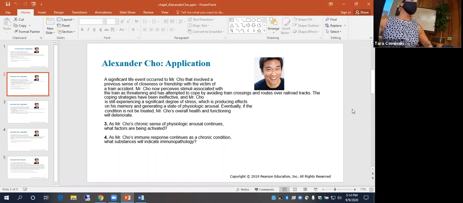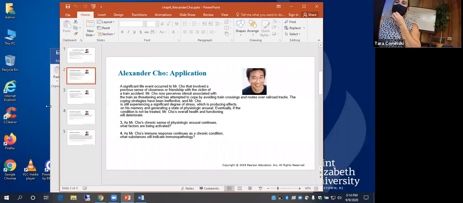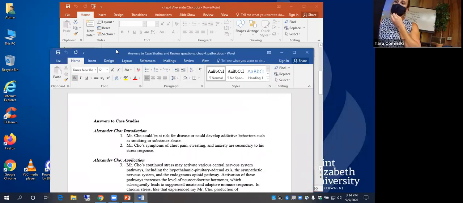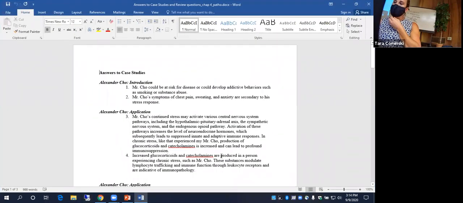Activation of the HPA axis, activation of the sympathetic nervous system is what's leading to some of these issues that we're mentioning. Let's take a look here at what it's saying, right? So that's basically what it's saying. All right, tell me what pathways are activated. We already talked about this, right?